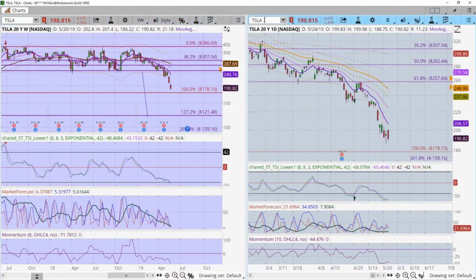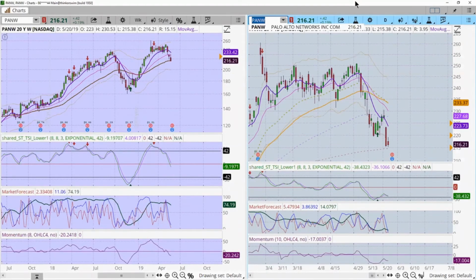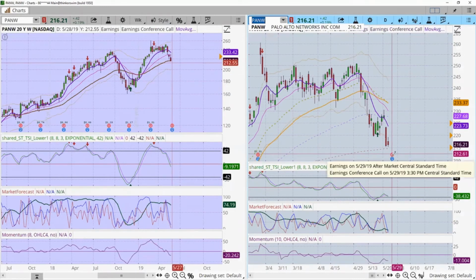Another one, we have some really nice earnings coming up next week. We did one earnings trade today on SPLK, Splunk, or something like that. And I won't go into that. But we've got earnings coming up next week on a couple of good stocks. Palo Alto Networks, again, earnings on the 29th after market closes. And remember, that is next Wednesday, Wednesday of next week.